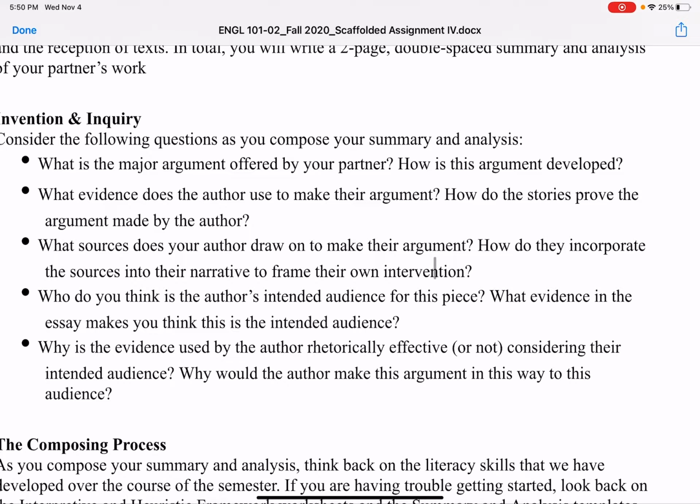Basically, a good summary and analysis will do 5 things. It will explain what the argument is, what evidence the author used to make the argument, how they incorporated their sources, who you think the piece was written for, and whether or not the argument was rhetorically effective. That's all.